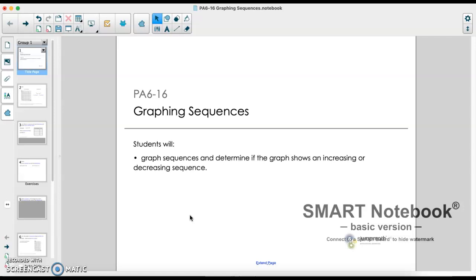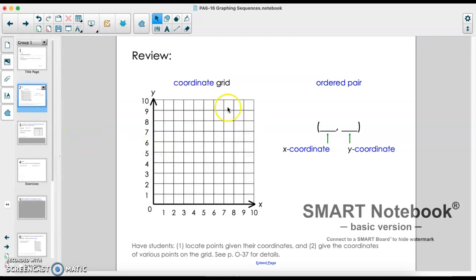And so where we're going to start with this is just to quickly review coordinate grids. And so what you'll see here is something called the coordinate grid. And the way it works is that you put points on the coordinate grid, you need something called an ordered pair. The first number in our ordered pair is called the x-coordinate. It tells you how far to the right you're going to go. Then there is the y-coordinate. The second number in the ordered pair tells you how high or how far up to go. And so those are ordered pairs.